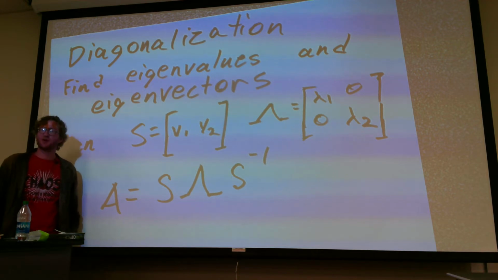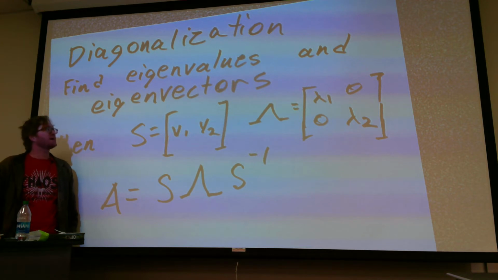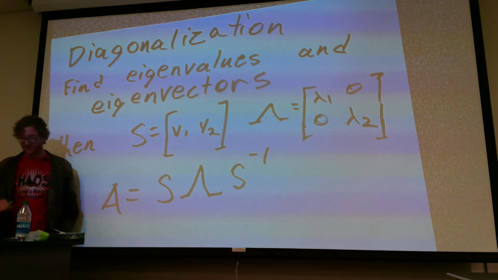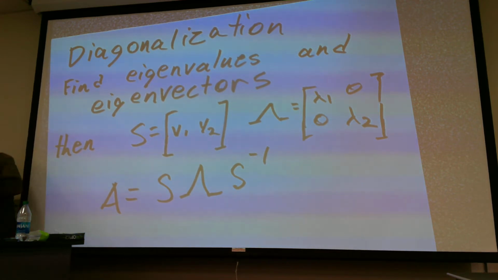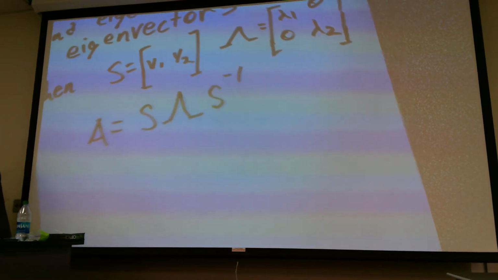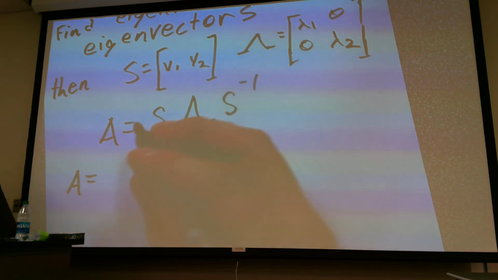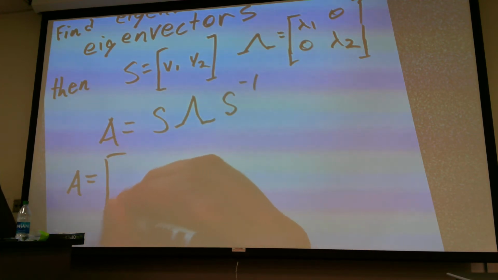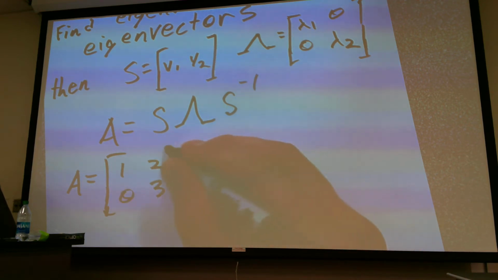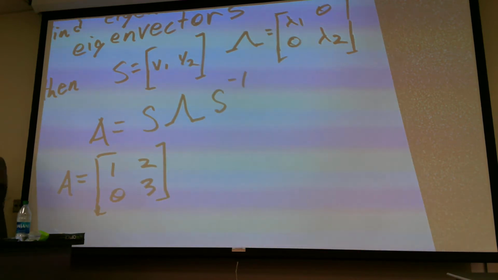But let's just go ahead and do an example of this first. And let's verify that if I find the eigenvalues and the eigenvectors, and I find the inverse of the eigenvectors, that it really does equal the matrix. Okay? So, let's take a matrix. We'll start with a relatively simple one. So let's say A is going to equal 1, 2, 0, 3. Okay?